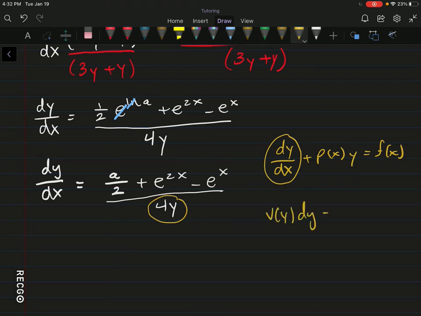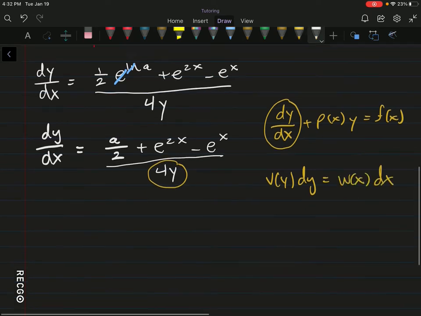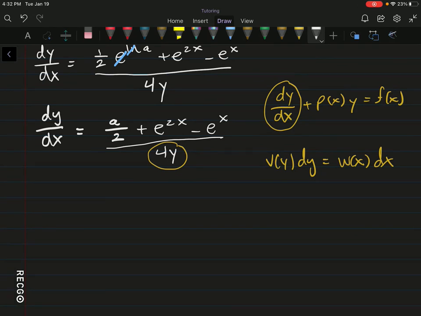v of y dy is equal to w of x dx. So we're going to move our y variables with our dy and our x variables with our dx. So I'm going to multiply both sides by 4y. So I get 4y dy is equal to, and I'm also going to multiply both sides by dx. So we're going to get this.